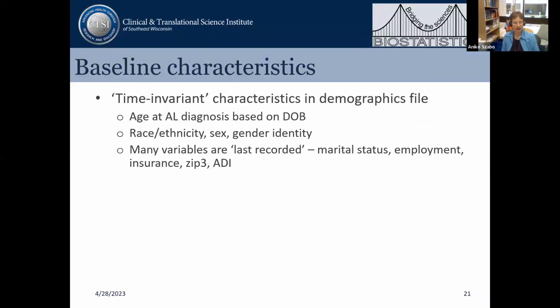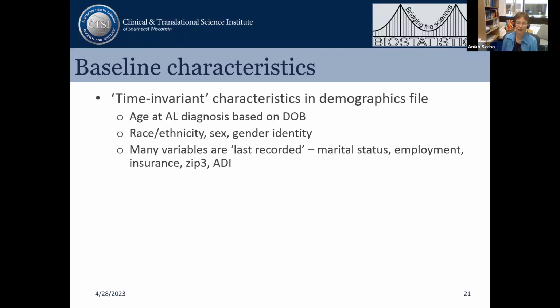So once we identified our cohort, one thing we might want to do is to look at their baseline characteristics. Some of the so-called time-invariant characteristics are usually in a demographics file, which has only one row per patient. Most EHRs have that. For example, for our study, we could get the age at our AL diagnosis, which we identified based on the date of birth in the demographic file. It also usually has race, ethnicity, sex. MCW data has gender identity, if you're interested in that.